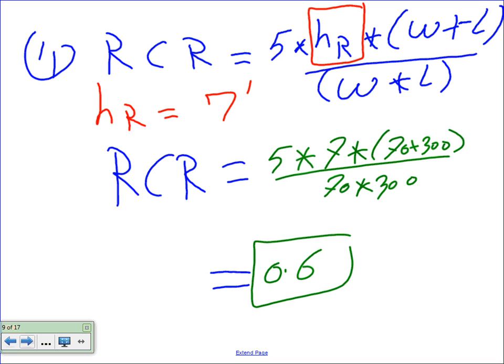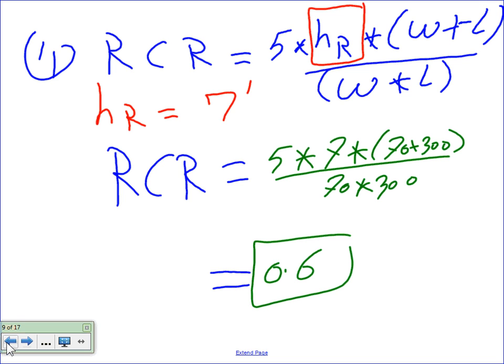Any question, guys? Any question why 7? Because the height of the room cavity is 7. Now the rest of them, the only thing that's going to change is the height. So let me know when I can move to the ceiling. Yes? Did you add these 2 first and then multiply them by this? Can you guys see the brackets here? First you add them and then you multiply. You're absolutely right.